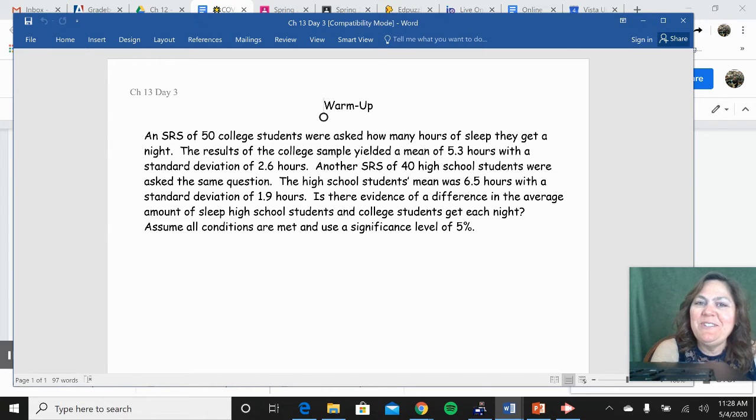Here we go. Chapter 13, Section 2. Before we jump into two sample testing for proportions, I want to spend a little bit of time here making sure we are solid on two sample testing for means as a review.